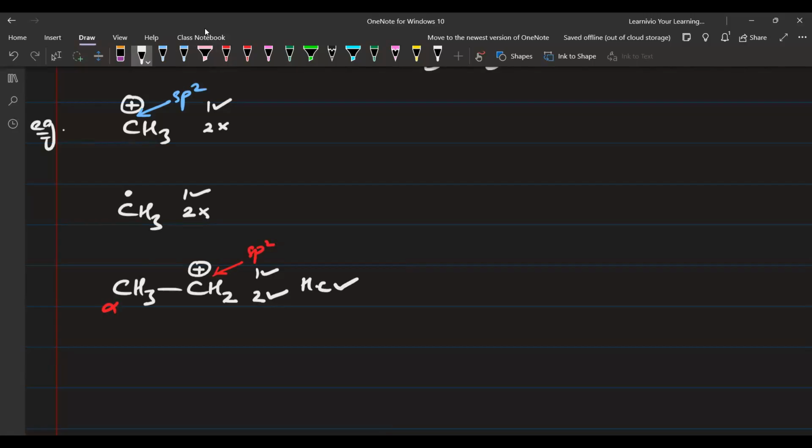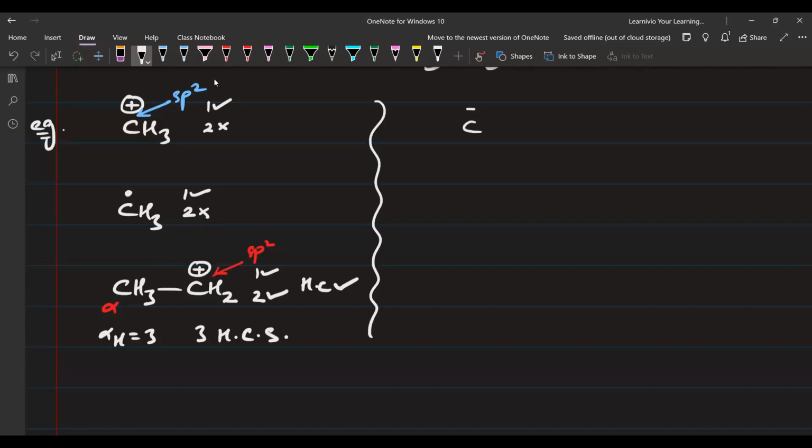Now the next question is, how many hyperconjugating structures can it show? Then what you have to see is the alpha hydrogen. This alpha carbon, how many hydrogens is it having? The alpha hydrogen is equal to 3. So it will make 3 hyperconjugating structures. Make sense? Yes or no? Please tell me.